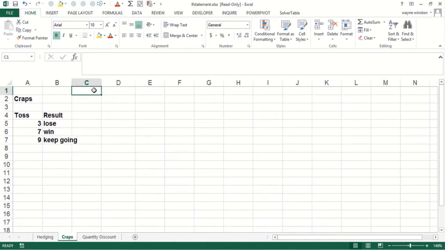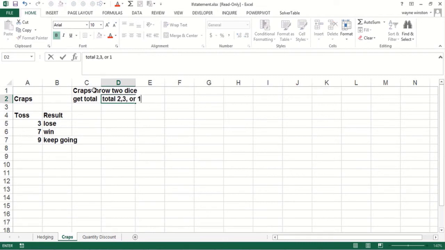So in craps, you toss 2 dice. And let's just talk about the first dice roll, where you get the total. Craps, throw 2 dice. Get the total, which is between 2 and 12, because dice can be 1 through 6. And if the total is 2, 3, or 12 on the first roll, you lose. 7 or 11, you win. Otherwise, you keep going.